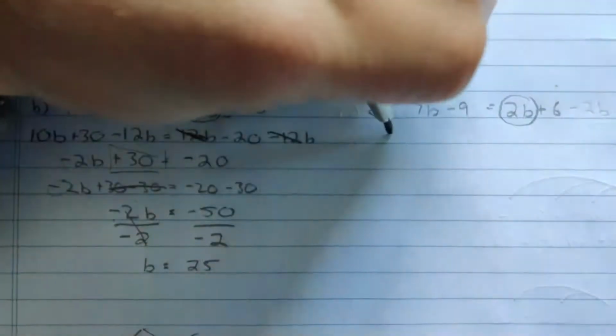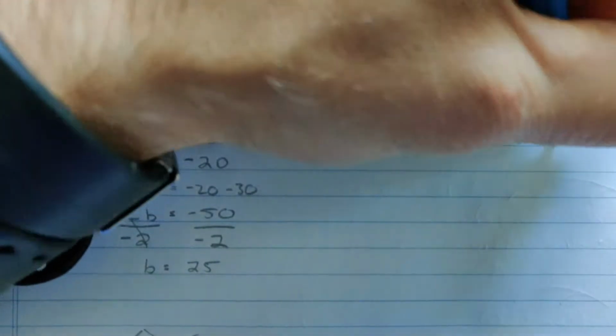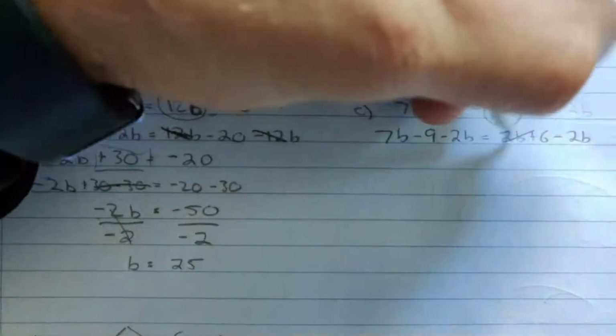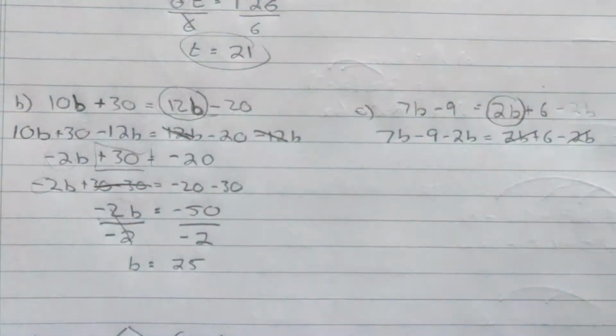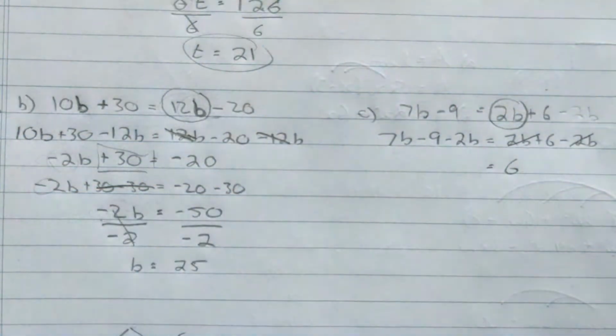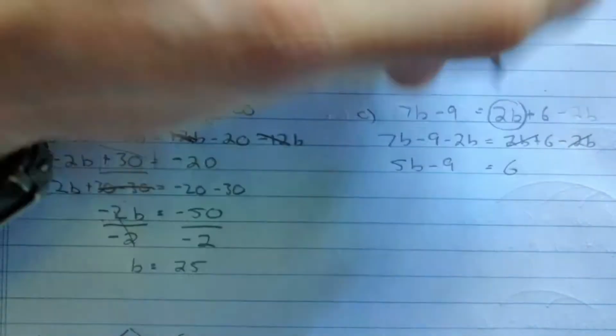So we have 7b minus 9, and again we're subtracting 2b from each side, equals 2b plus 6 minus 2b. So we get rid of both the 2b's, because the plus 2b minus 2b, those will cancel each other out. This side we're just left with 6. 7b and negative 2b, again, like terms, both have the same variable, both have the same exponent. 7 minus 2 is going to give us a 5b minus 9.